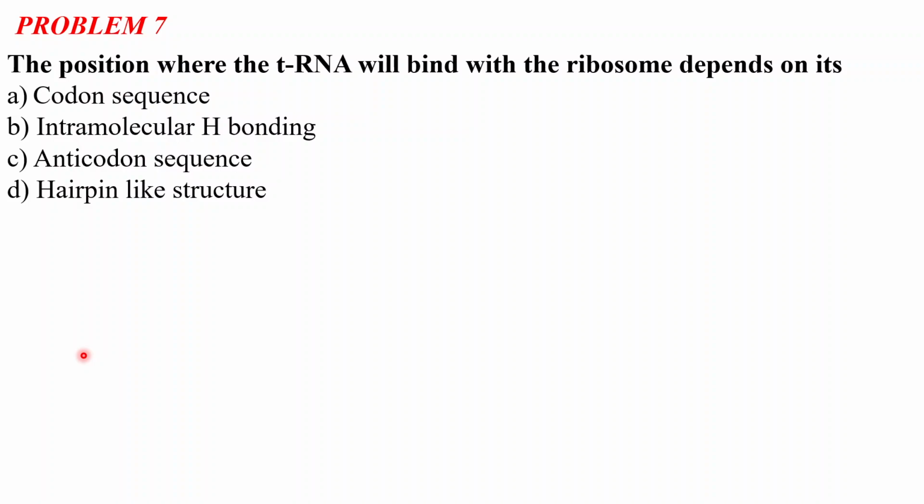The position where the tRNA will bind with the ribosome depends on its: number A, codon sequence; number B, intramolecular hydrogen bonding; number C, anticodon sequence; number D, hairpin-like structure.